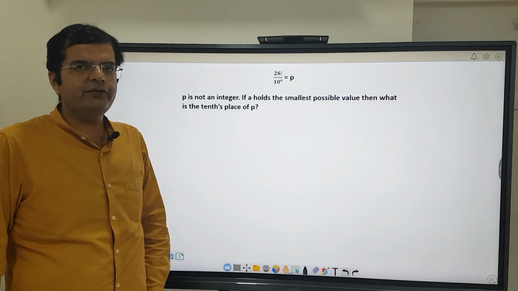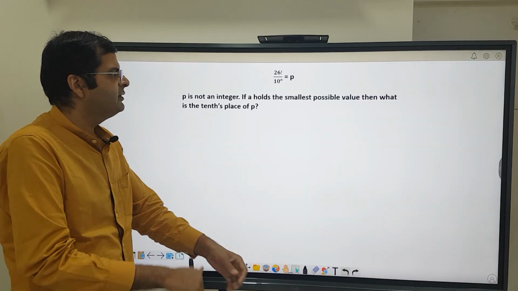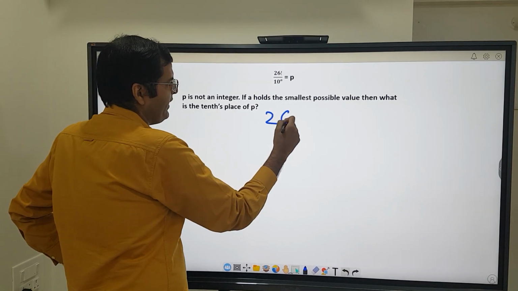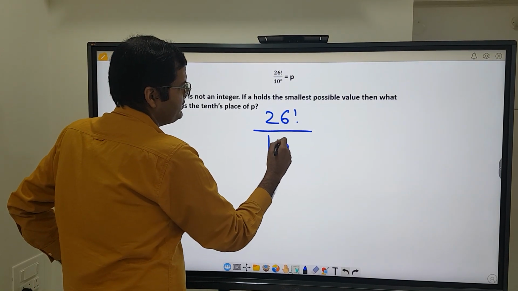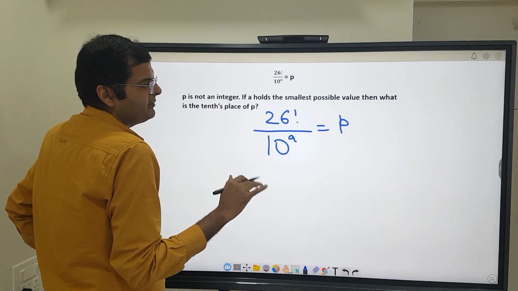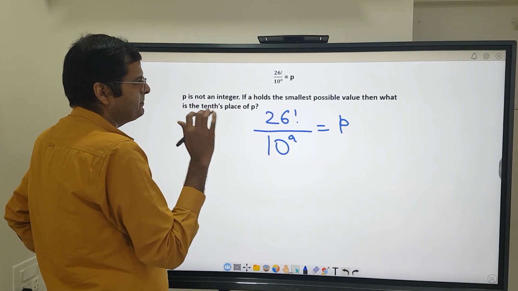Okay, so this is the 34th question of the number theory chapter. Actually a pretty interesting question. The question says 26 factorial upon 10 raised to power a is equal to p. This p is not an integer. That means it's a decimal or a fraction.